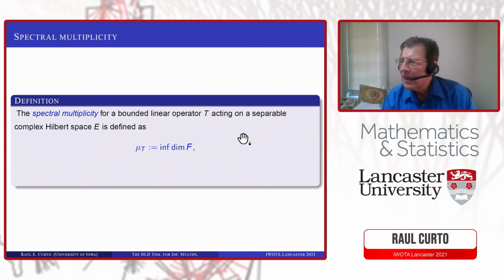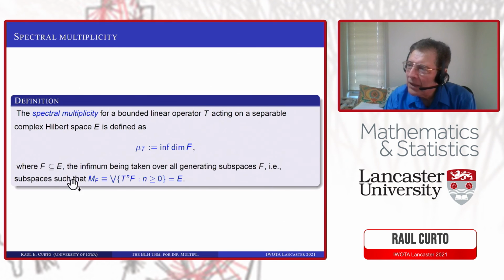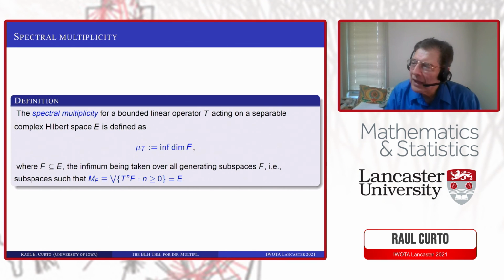Spectral multiplicity, on the other hand, is a notion that has existed since the time of Nagy and Foias, and of course Beurling, Halmos and so on. It's the infimum of the dimension of F, where F is in E, and we take the infimum over all generating subspaces, namely, look at all the Fs so that the closed linear manifold of T^n F gives me back E. So I start with an E, I look at subsets F, so that if I use that set of vectors, I can recover E by taking successive powers, all the powers.